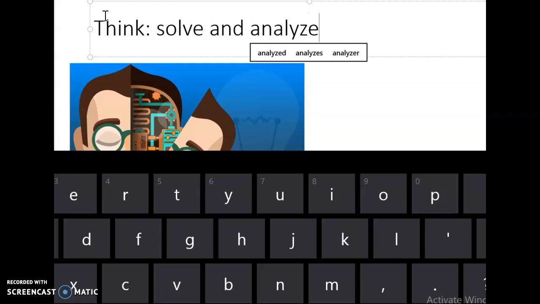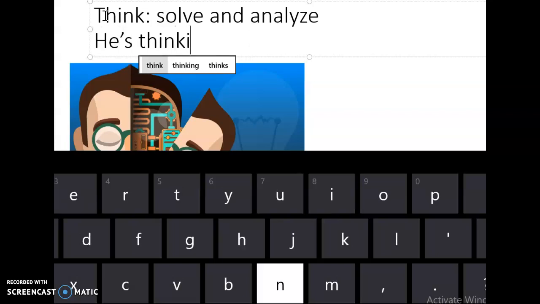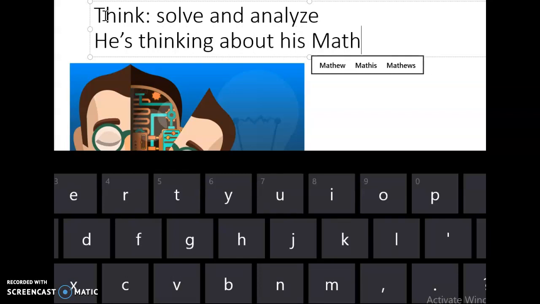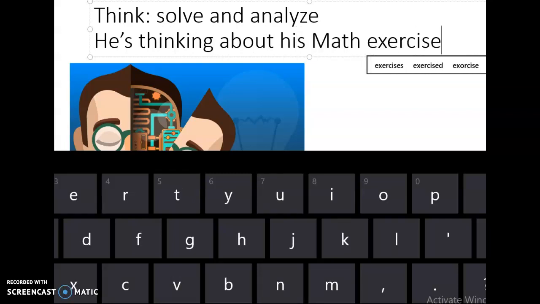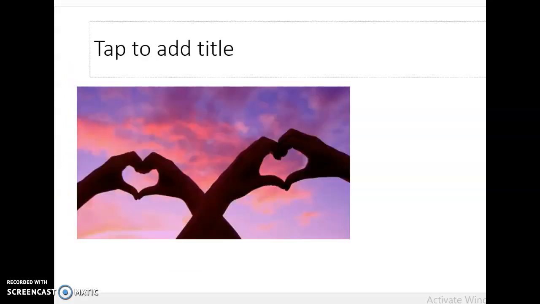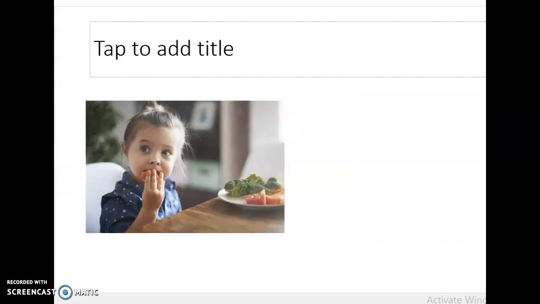For example, he's thinking about his math problem or math exercise, whatever. So I can add ing, it's fine. Because his mind is working, it's doing an action. Okay? Now we'll go back to, let it be at the end. We'll go back here, the food.